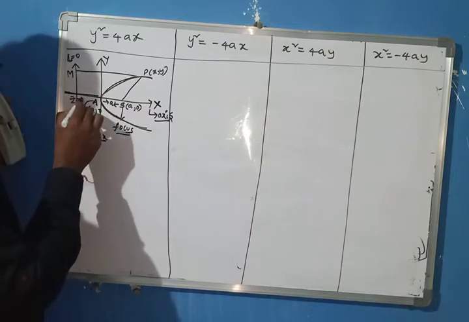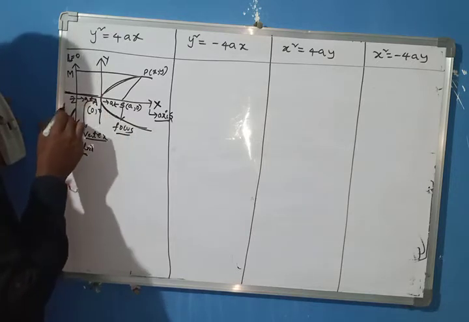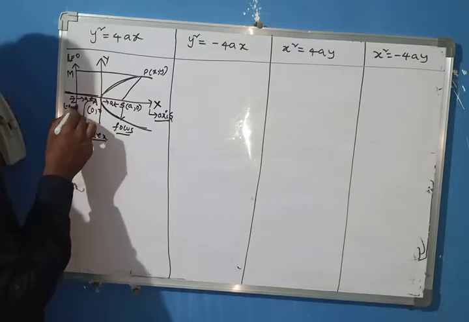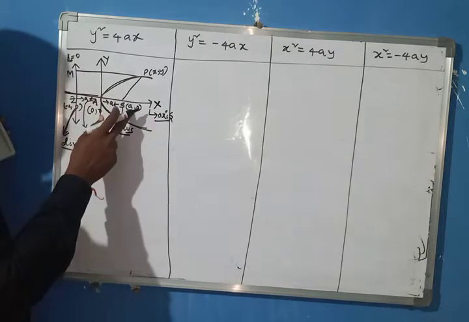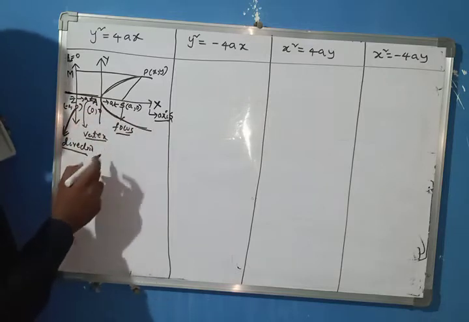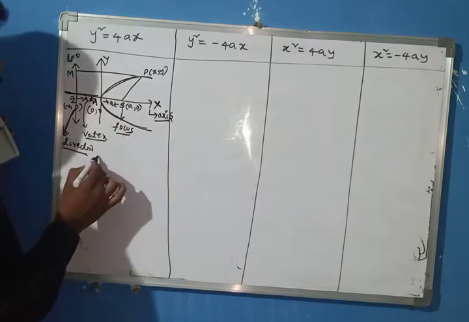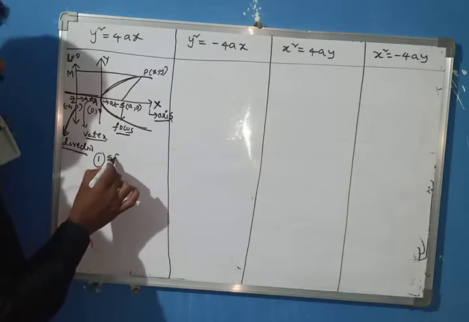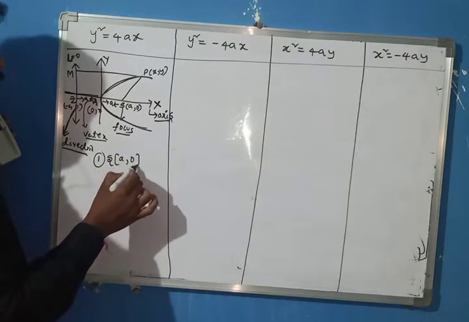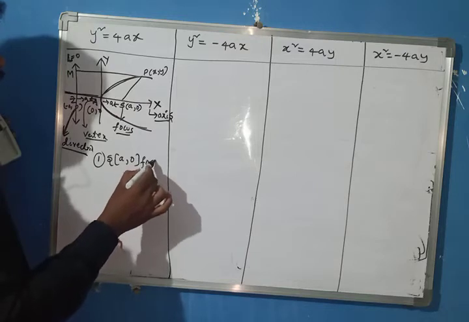The A to Z distance is also small a only. Then Z is (minus a, 0). After that, I have written 5 points. What is the focus of the parabola? The focus is (a, 0).